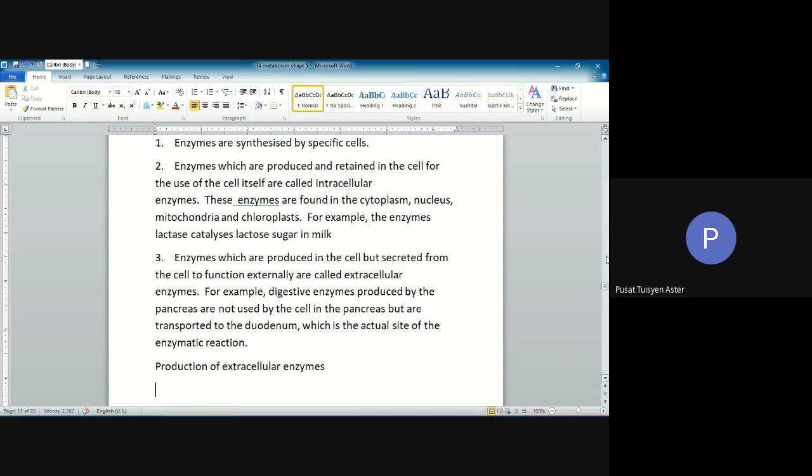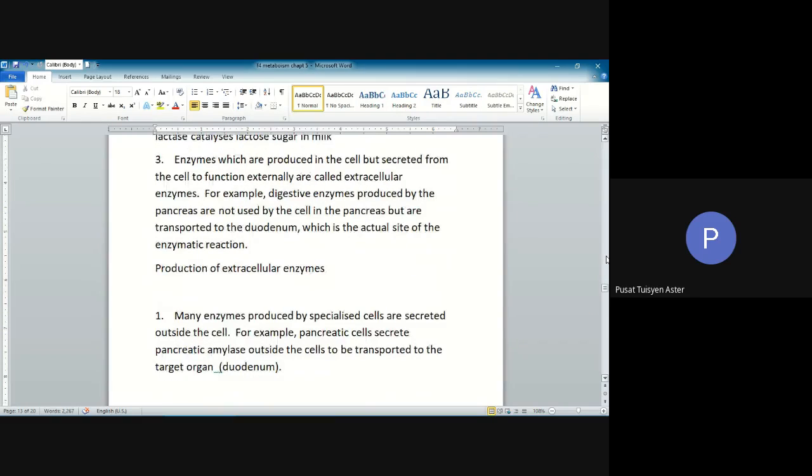So enzymes which are produced inside the cell tapi they are secreted kepada luar sel untuk function externally are called extracellular enzymes. For example, digestive enzymes produced by the pancreas are not used by the cell in the pancreas but are transported to the duodenum, which is the actual site of enzymatic reaction. Okay, untuk memecahkan the makanan that we eat, right? So pancreas, it breaks down the sugar content, all right?